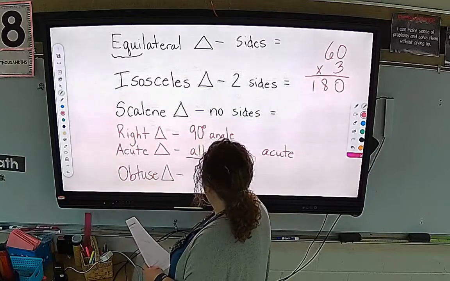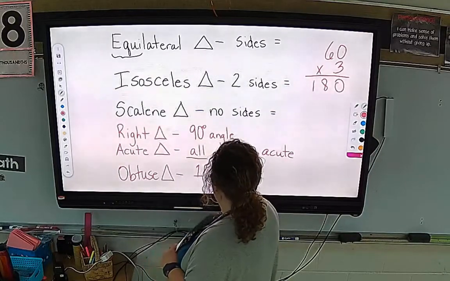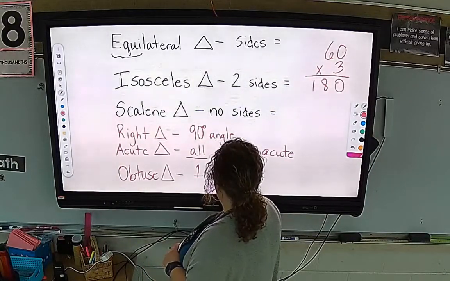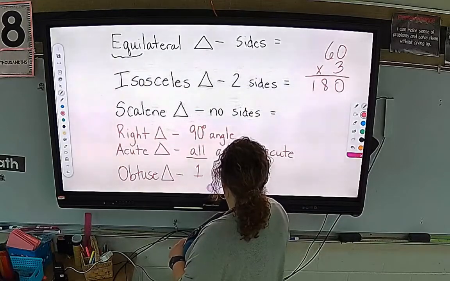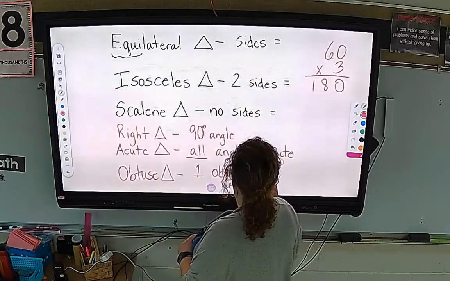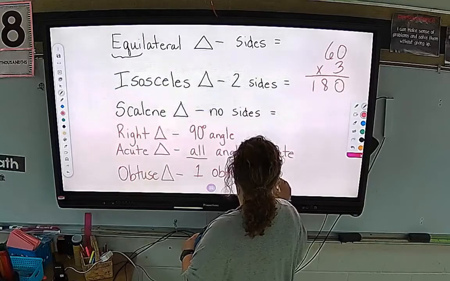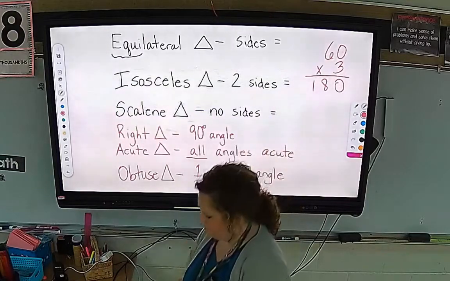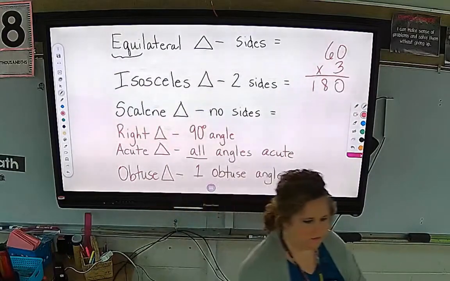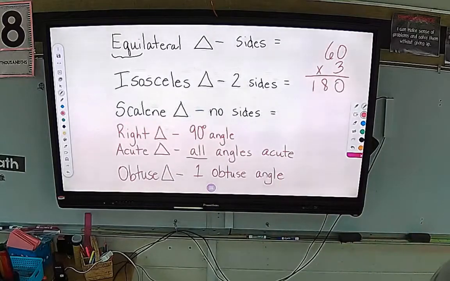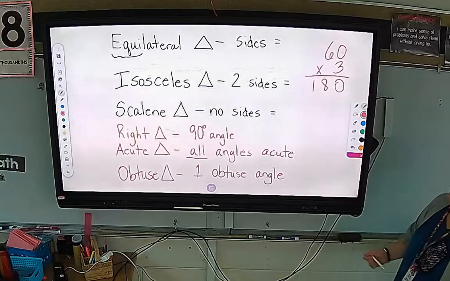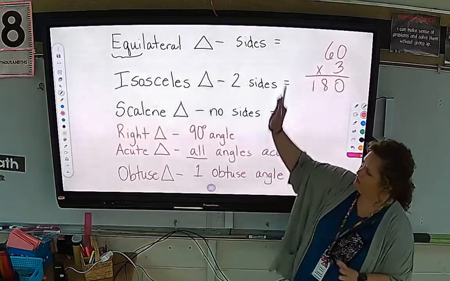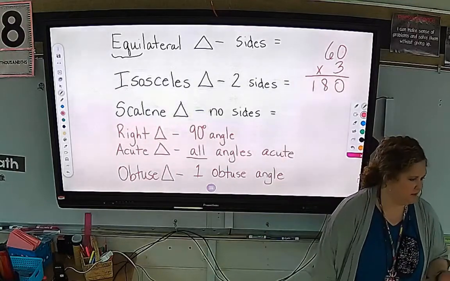I don't know if we have to say one, but it has an obtuse angle. One obtuse angle. It can't have two, because then we would get over 180 degrees, and you don't go over 180 degrees inside of a triangle. Okay, so there is all of our new findings today about triangles.